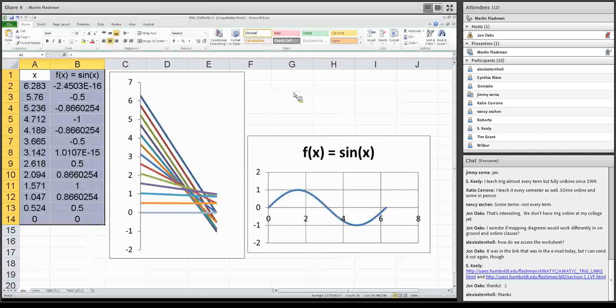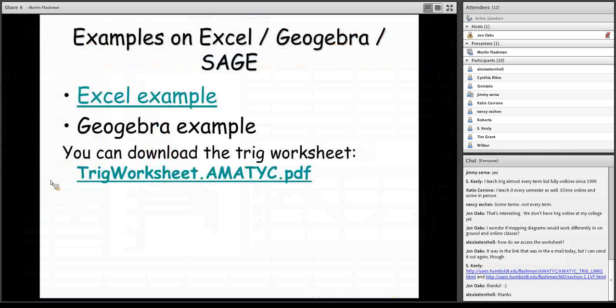So I'm going to go back now to the PowerPoint. We'll get to the GeoGebra example a little bit later. So at this time, if you like, you can download the Trig worksheet because we're now ready to move on to trigonometry.